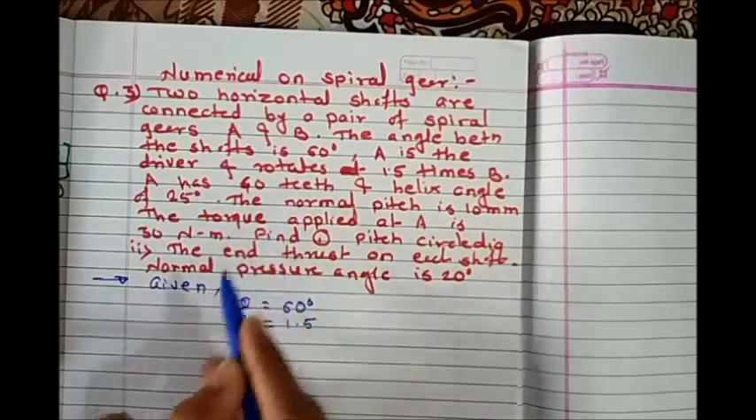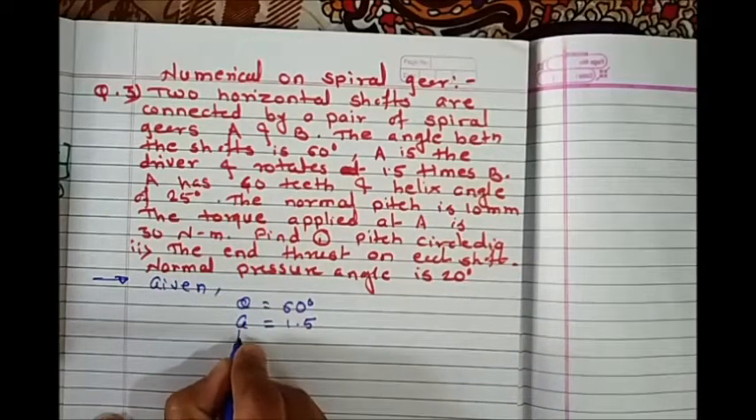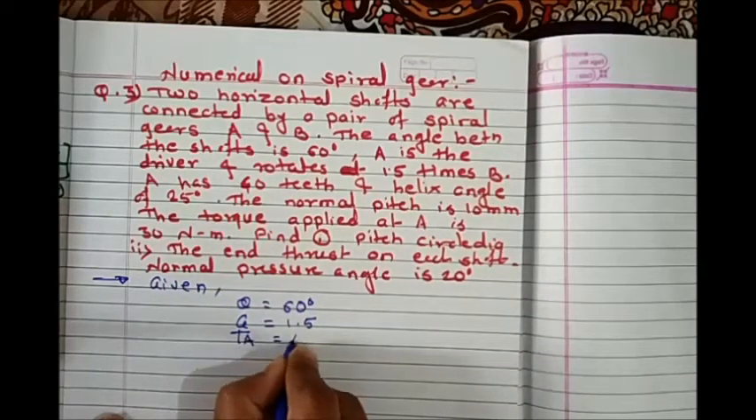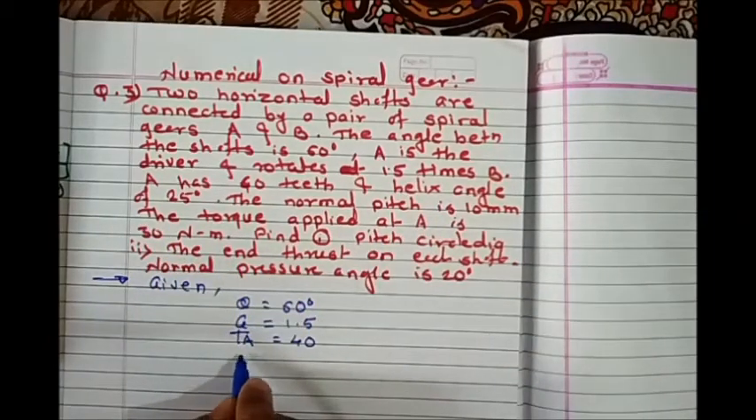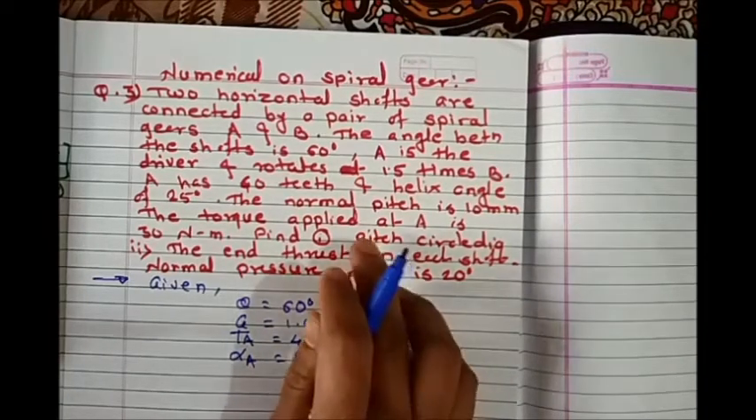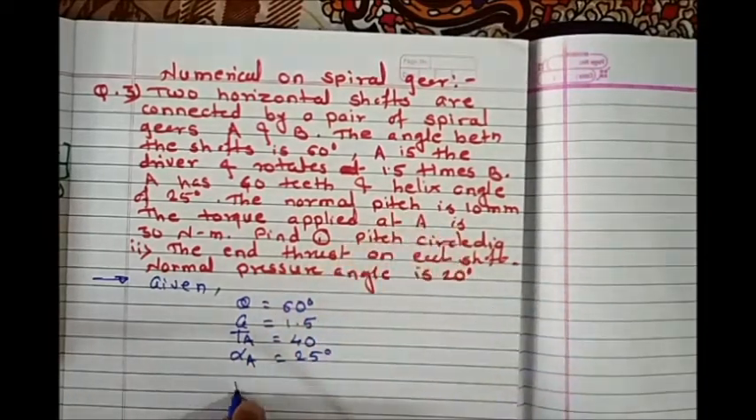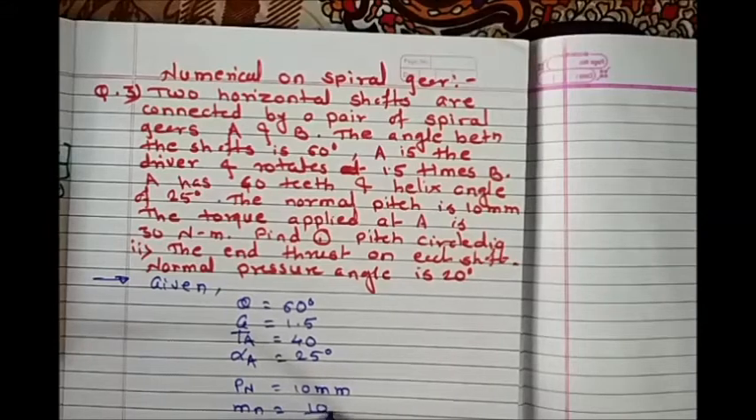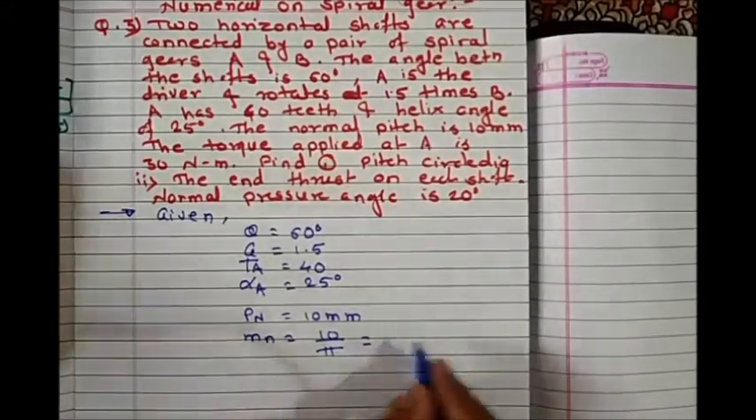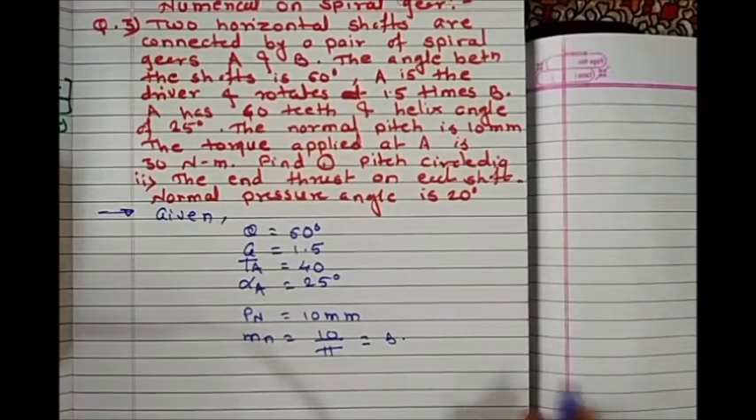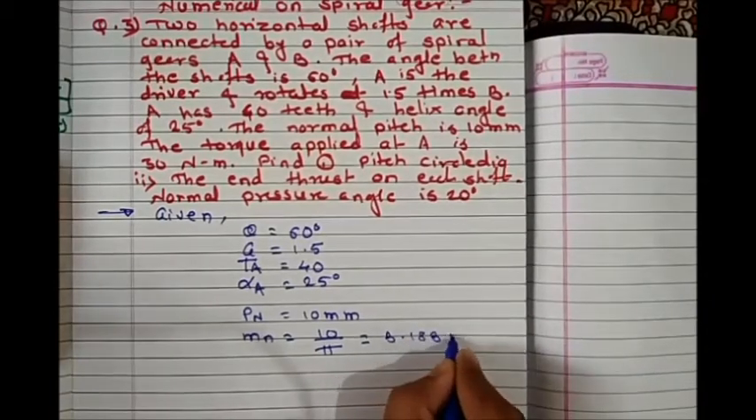A has 40 teeth, so the number of teeth on gear A, TA, is equal to 40, and the helix angle is also given, that alpha A is equal to 25 degrees. The normal pitch is given, PN is equal to 10 mm, so MN is equal to 10 upon pi, which is equal to 3.183 mm.